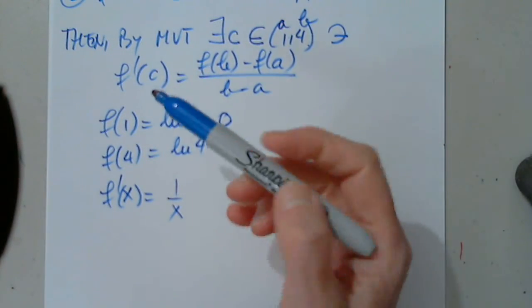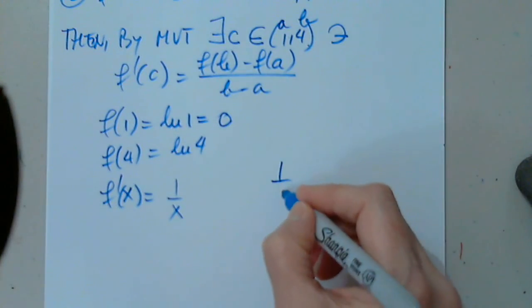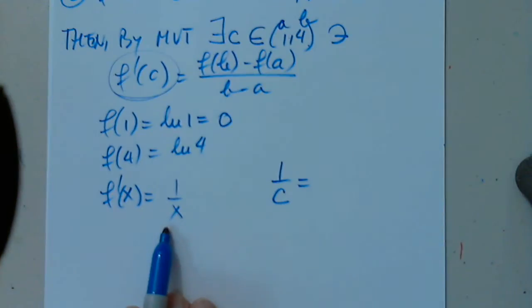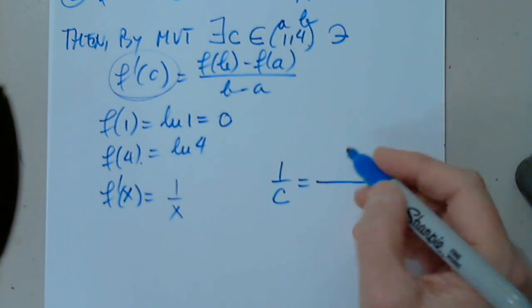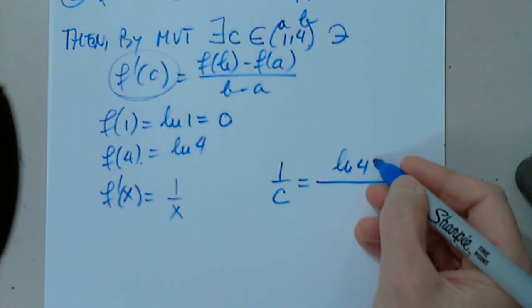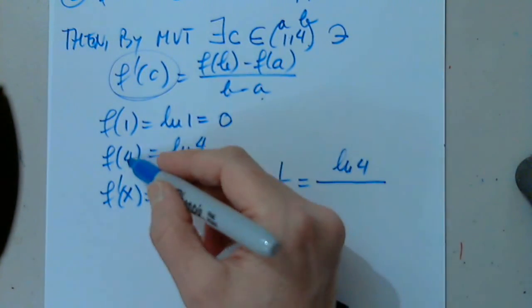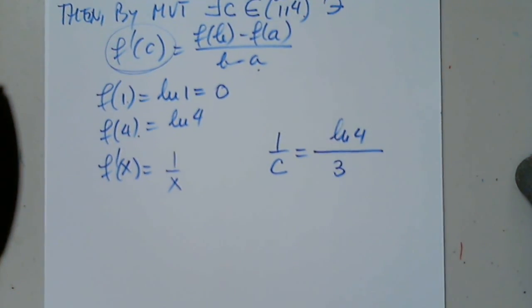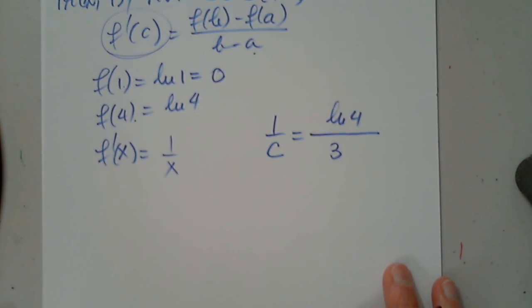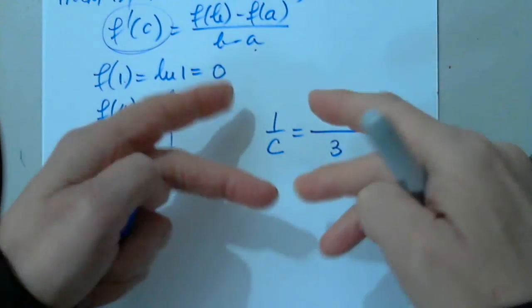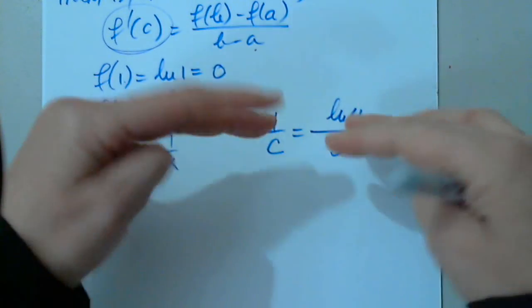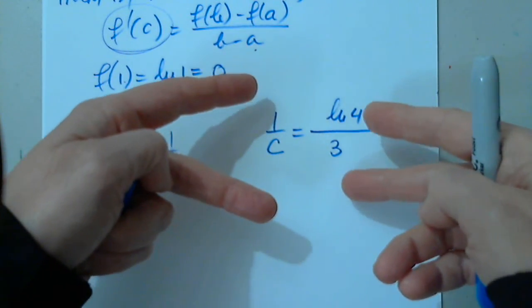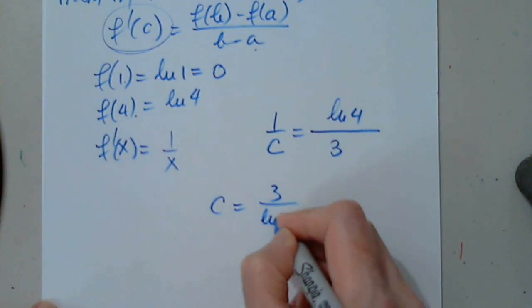So then, f prime of c will be 1 over c, this part. And this part will be f of b, which is f of 4, which is natural log 4, minus 0, there is no point in writing it, over 4 minus 1. But 4 minus 1 is 3. So in a proportion, I can reverse or use the multiplicative inverse, just swap both sides. So then c equals 3 over natural log 4.